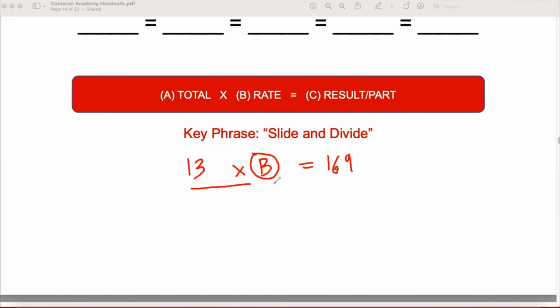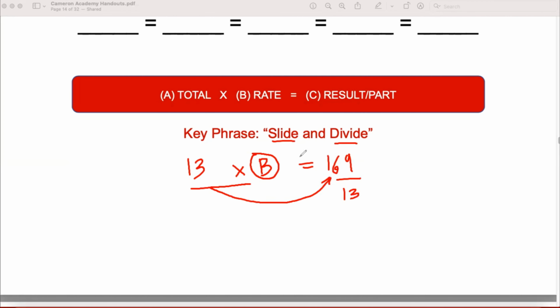Your teacher said in order to get rid of it on one side of the equation, you divide it by the same number. But whatever you do to one side, you have to do to the other. All you have to do is remember this key phrase. You simply slide and divide. It works every single time, guys. So you take that 13, bring it under, and we divide.